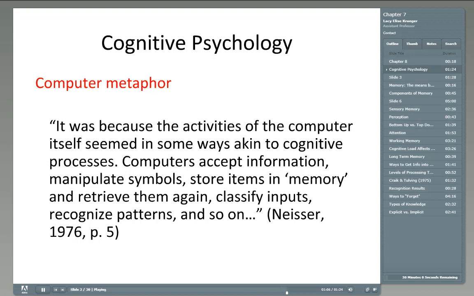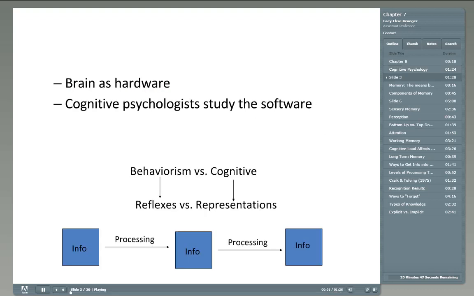Computers accept information, they manipulate symbols, store items in memory, and retrieve them again, classify inputs, recognize patterns, and so on. So this gave us a way to actually be talking about how we process information by using the computer analogy. With this analogy, we can think of the brain as hardware.